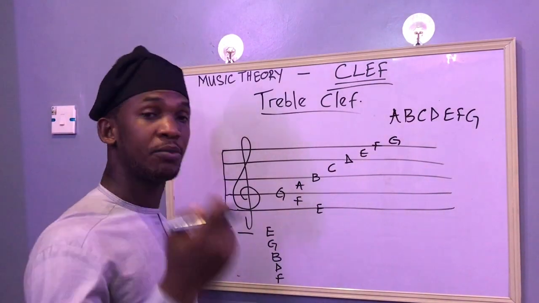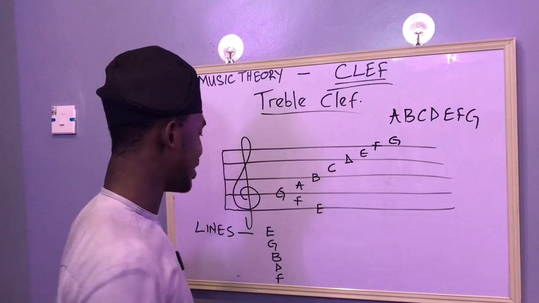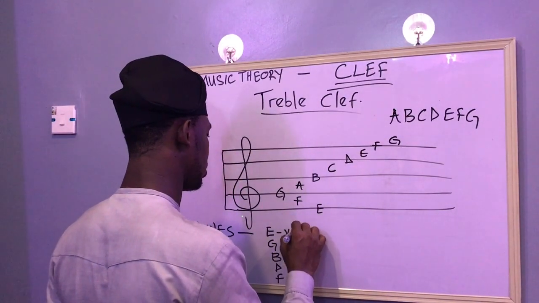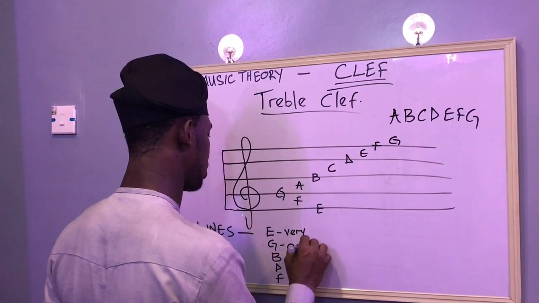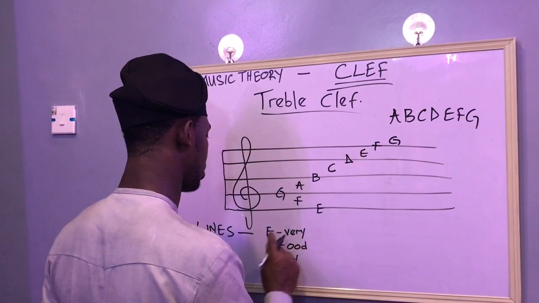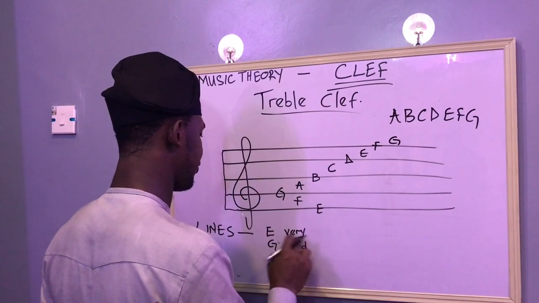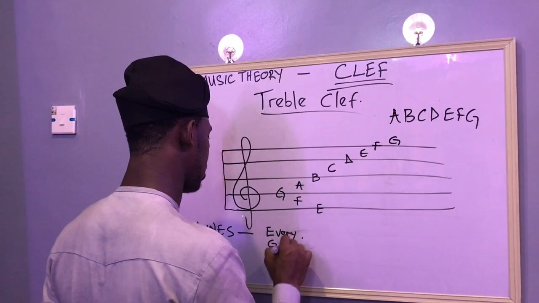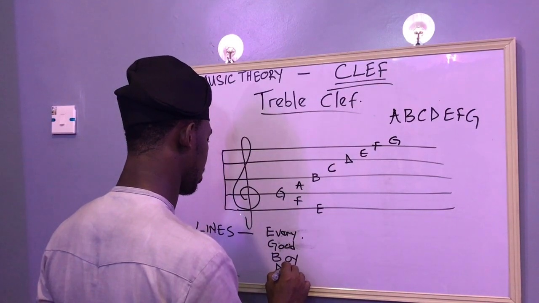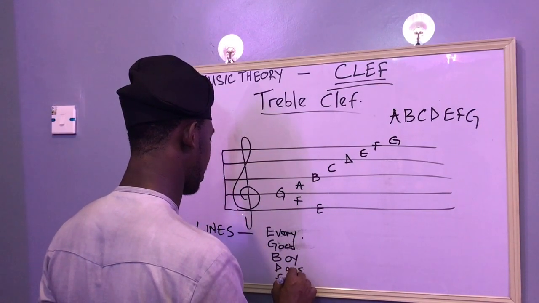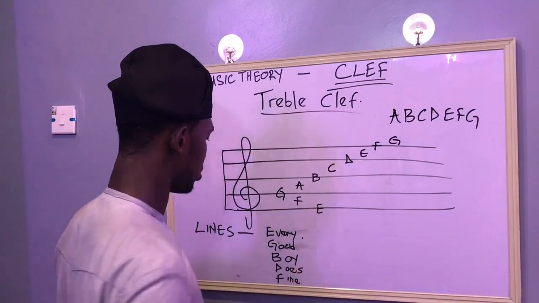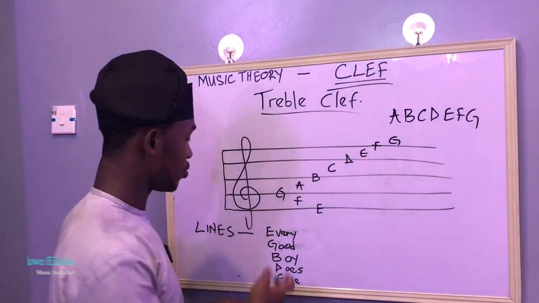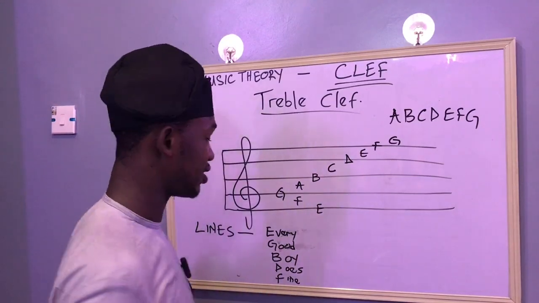There is a mnemonic device you can use to remember the lines, because it's important to remember them. Every good boy does fine. If you're a good boy, you do fine. So that is the mnemonic device, a remembering device that you can use.